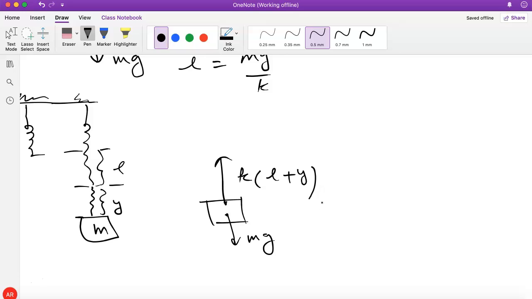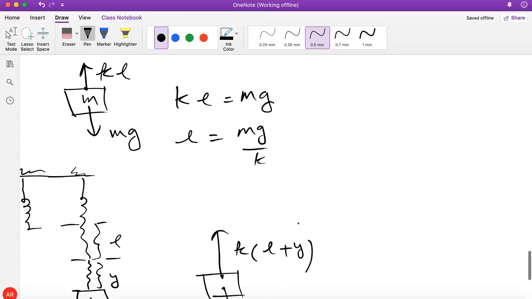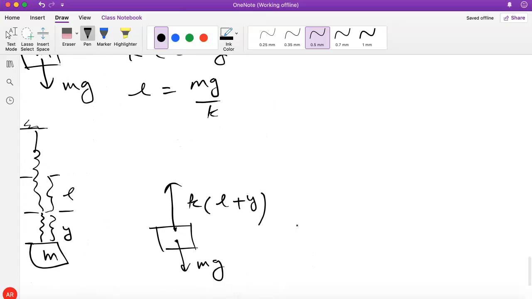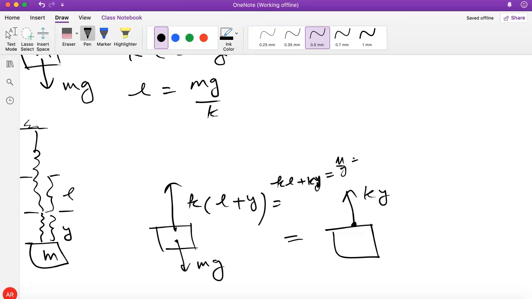But we know mg is equal to kL, so it's going to cancel out. So the net force is going to be ky upward. The kL plus ky, k times L plus y, is kL plus ky, and kL is mg, so it's mg plus ky.